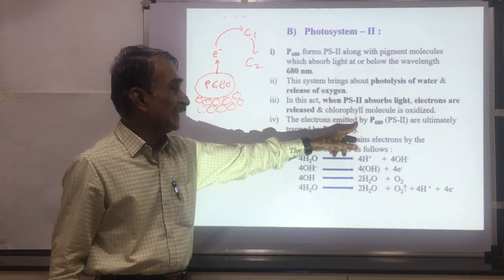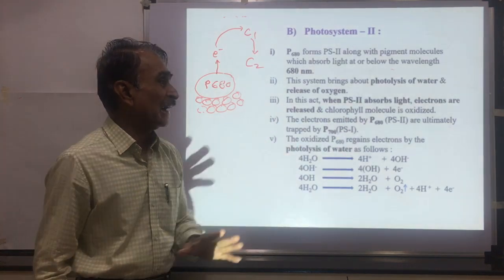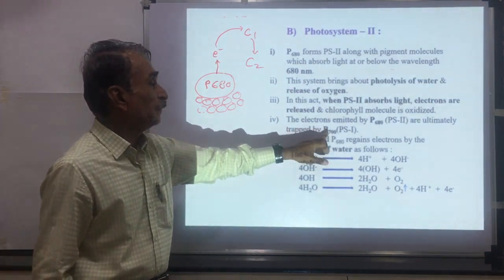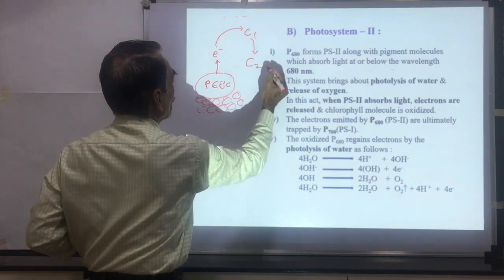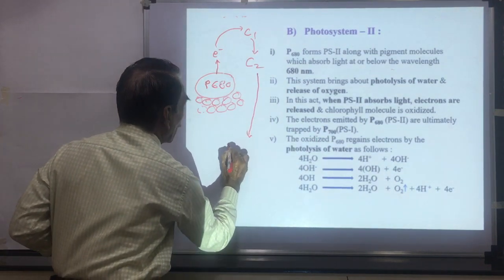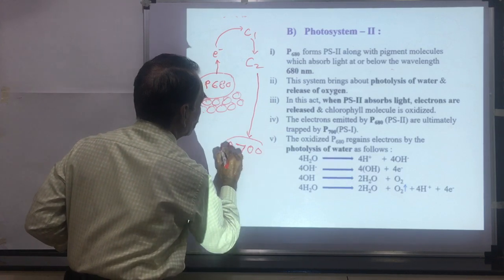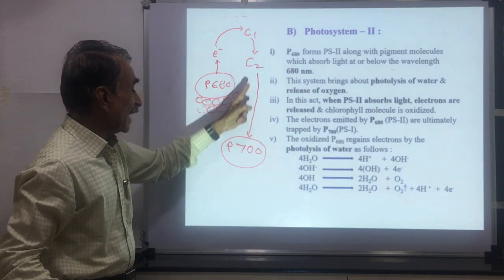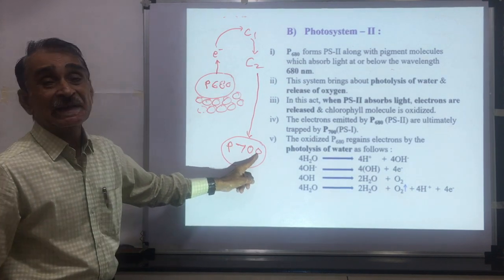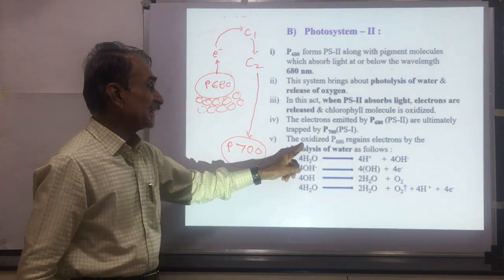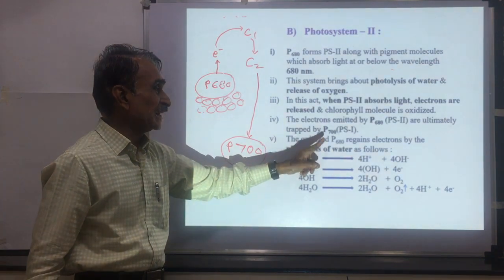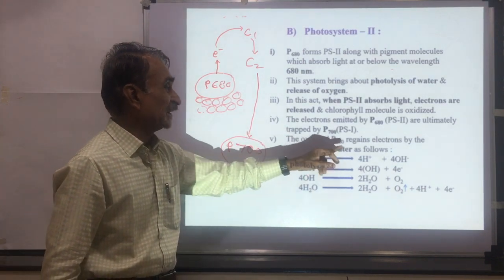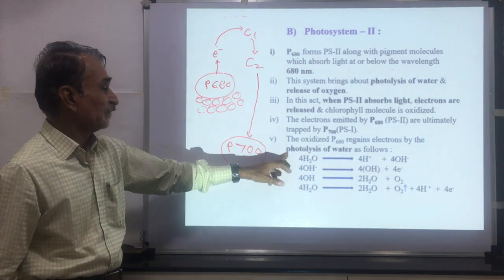Electrons given out by P680, that is photosystem second, are ultimately trapped by P700. These electrons are not cycled back, but are given to the P700 in photosystem first. This oxidizes P680, which regains electrons by photolysis of water.